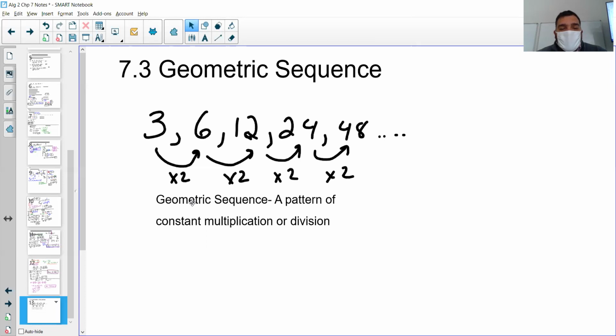Last time we did adding and subtracting patterns, this is multiplication or division. So that's what's different, which means it's just a different equation and different things. The concepts are actually very similar. It's just that your equation is a little different, that's all.